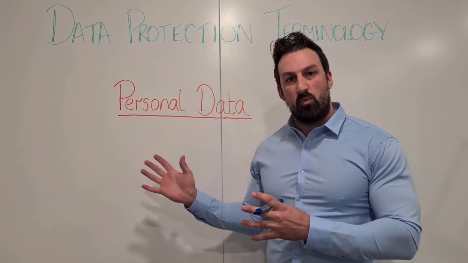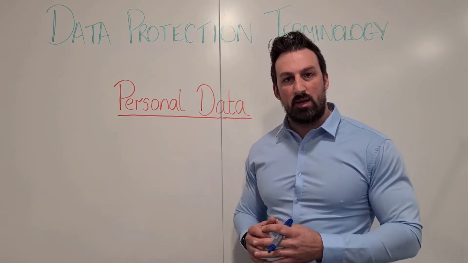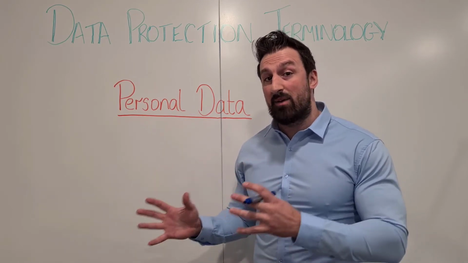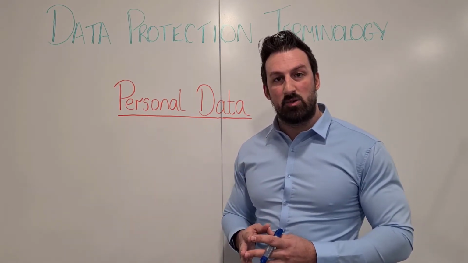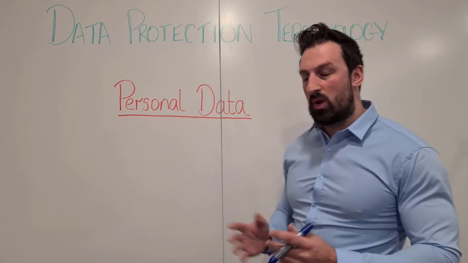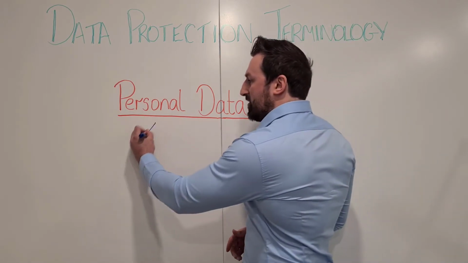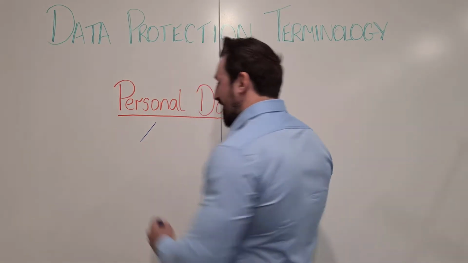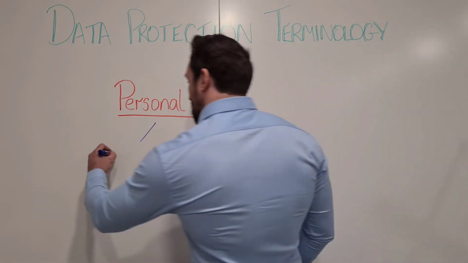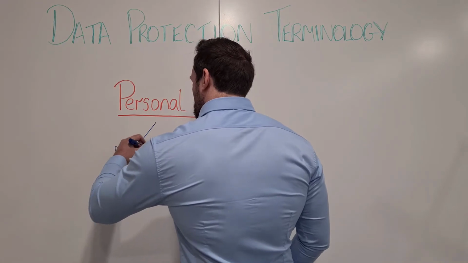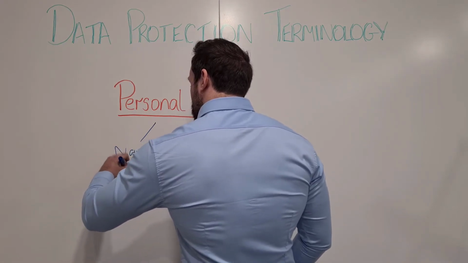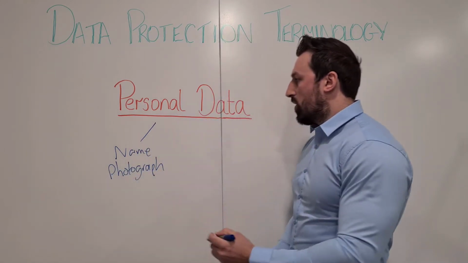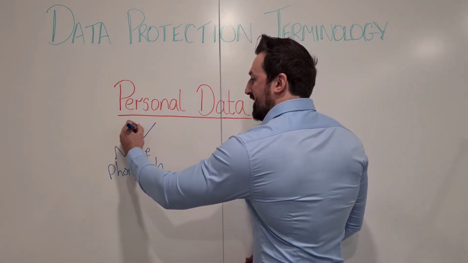Now, the question of whether something is personal data comes down to whether you can directly or indirectly identify someone from that information. So, being able to directly identify someone is quite simple. That's going to come through something like a name or a photograph. And that's direct identification.